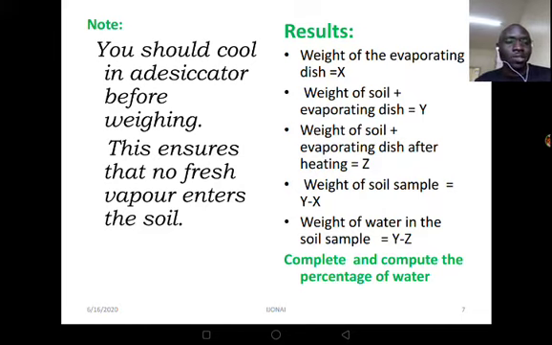So after determining the weight of the water, I think you can now get the percentage of water in this soil. Mathematically, how do we get the percentage of water in the soil? Yes, it is the weight of the water divided by the weight of the soil, the fresh soil, times 100%. That will be the percentage of water in your soil.